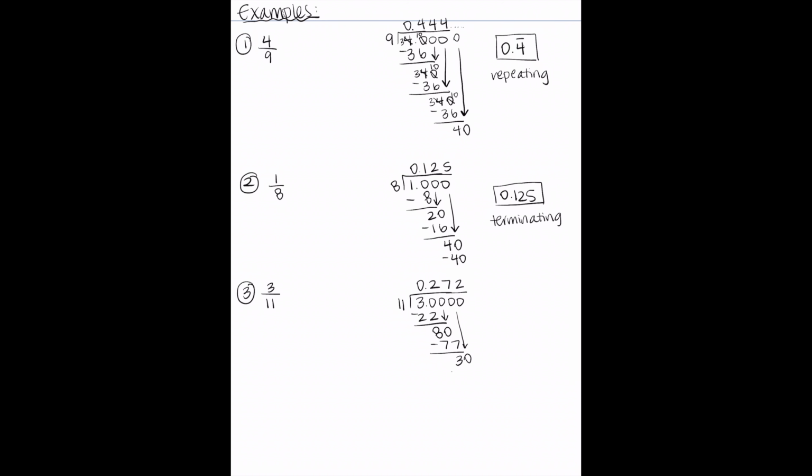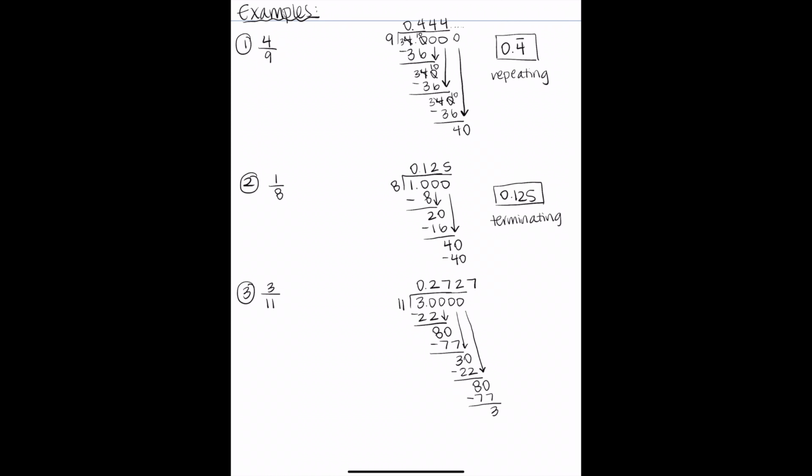11 goes into 30 twice, right? 11 times 2 is 22. 30 minus 22 will give me 8. We bring down the 0. 11 goes into 80 7 times, right? 80 minus 77 gives me 3.